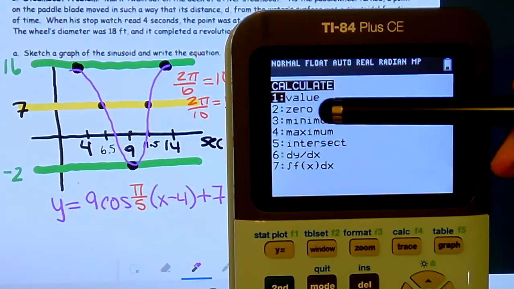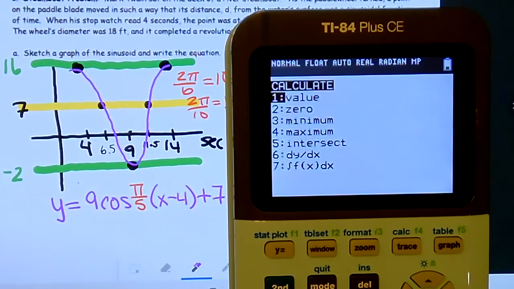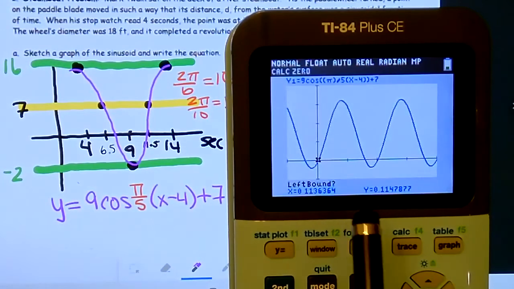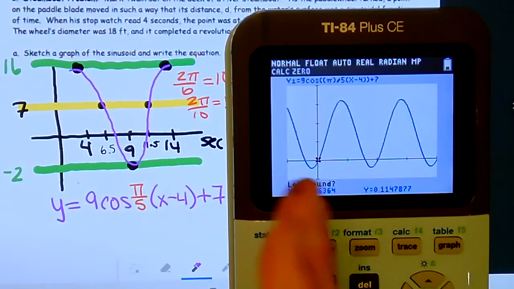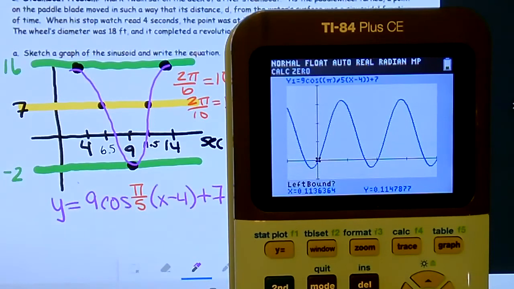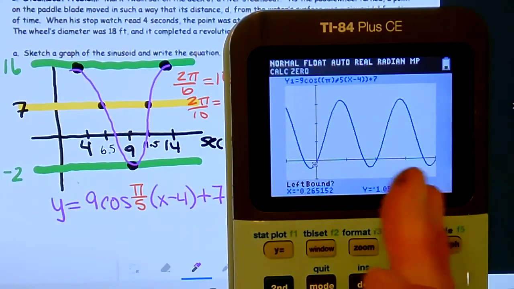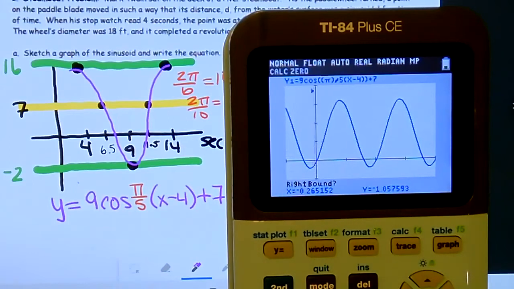0 is your x-intercept. So I can hit number 2. And then what it's going to ask me for is a left bound and a right bound. So this is about where the 0 should be. I'm just going to go to the left of it. I'm going to hit enter.